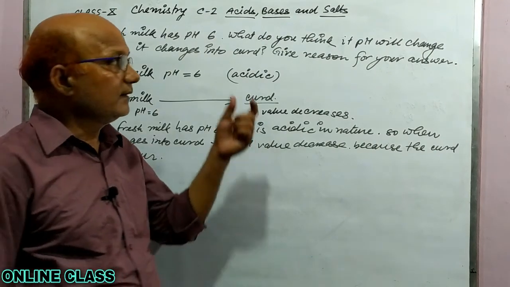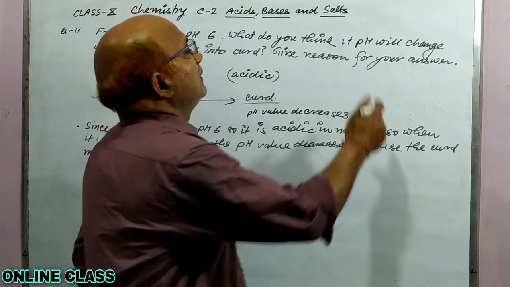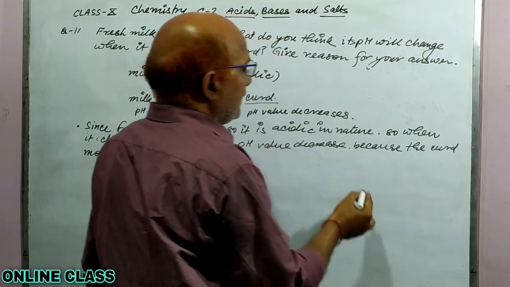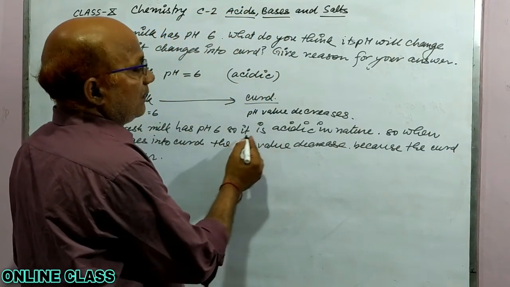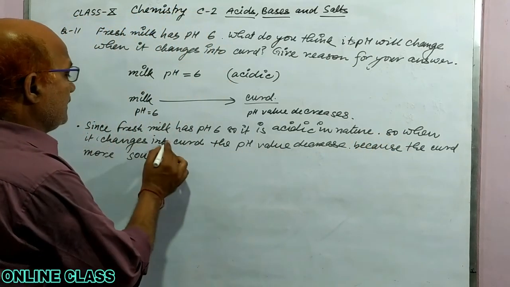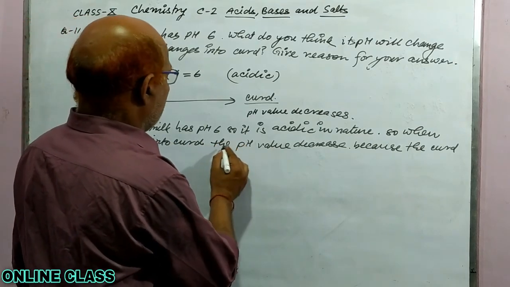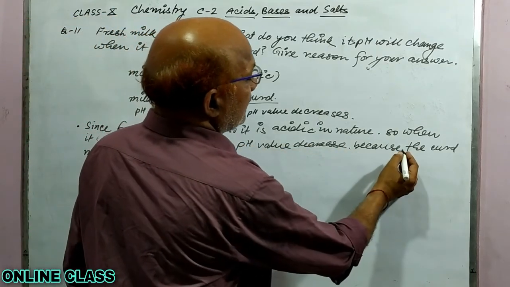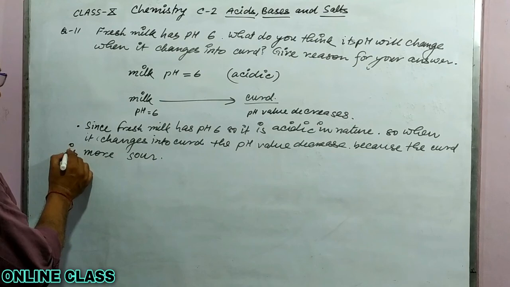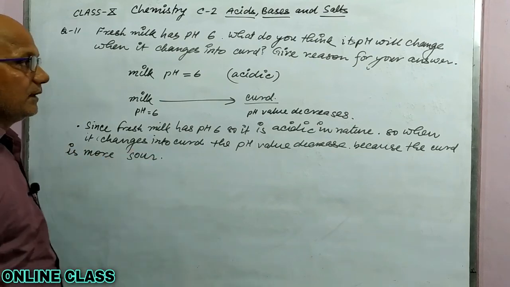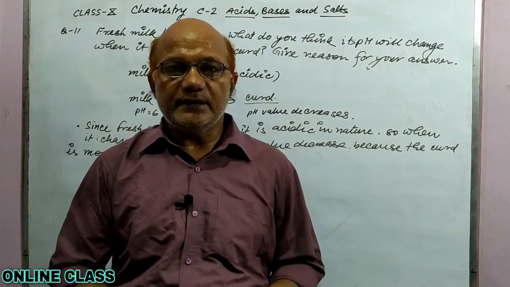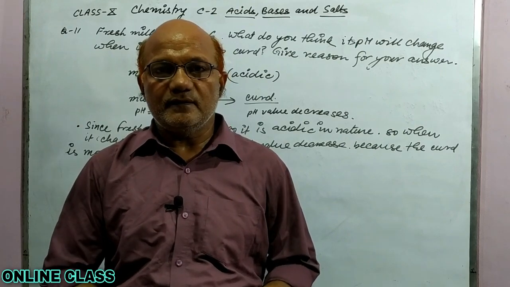So, you can see this content has minor mistakes: its pH will change, and here it is acidic in nature. So, when it changes into curd, the pH value decreases because the curd is more sour. Okay. Now, this session is completed, and we will discuss some more questions in the next class.